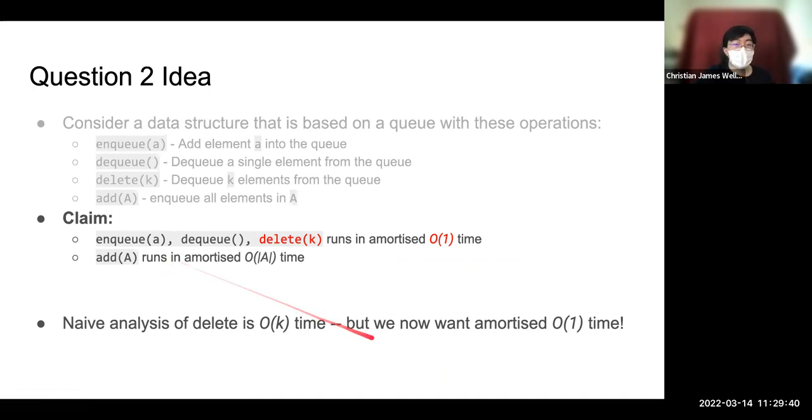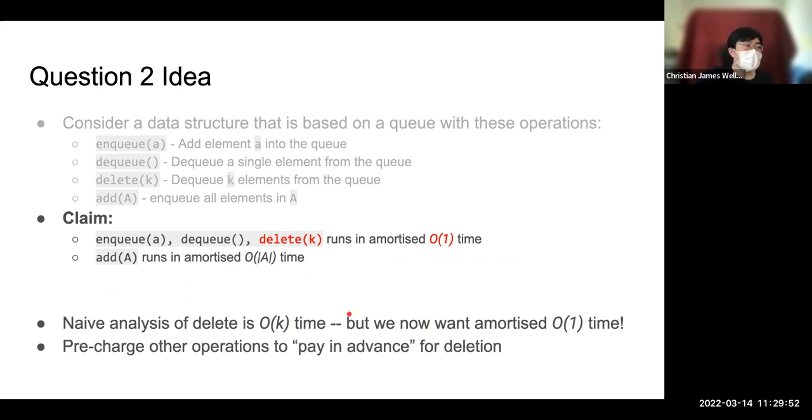Again, as I said earlier, delete is where things get interesting. A naive analysis of deleting K elements should take O(K) time. But we now want amortized O(1) time. So how do we do it? Again, the idea is always similar. You pre-charge other operations to pay in advance for deletion.